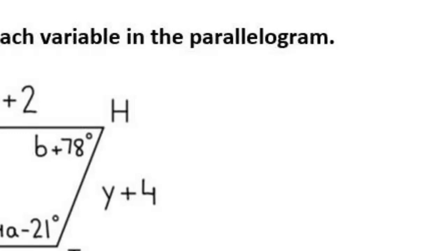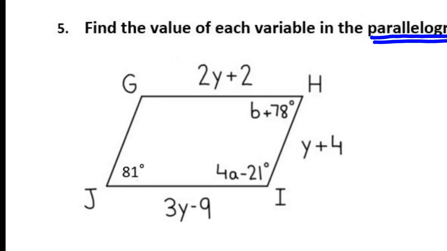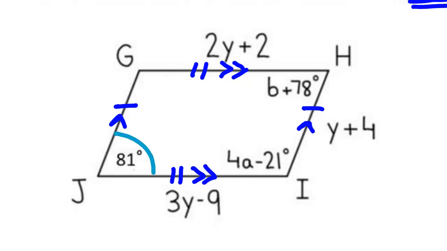A parallelogram. They tell me right here it's a parallelogram. Parallelograms have opposite congruent sides. So GJ and HI are congruent and they are parallel. GH and JI are opposite sides. So they are congruent and parallel. And because it's a parallelogram, my opposite angles are congruent. So angle J is congruent to angle H, and angle I is congruent to angle G.